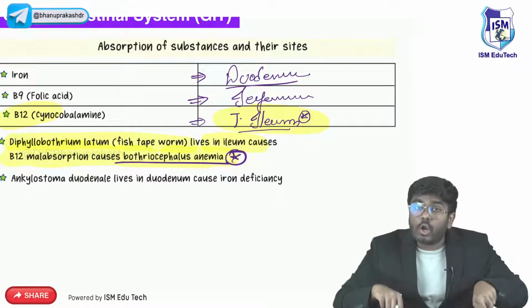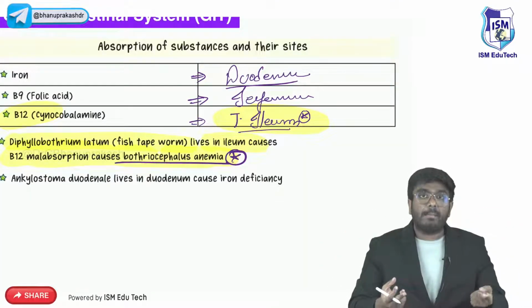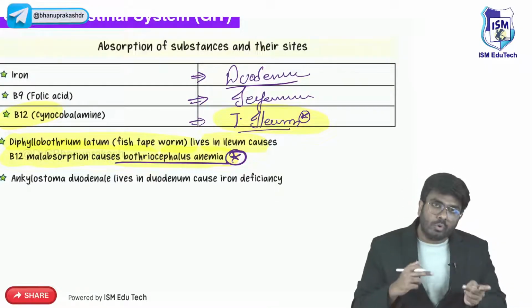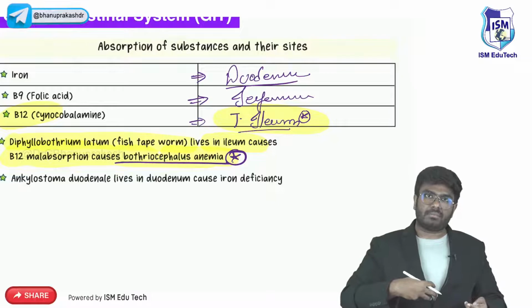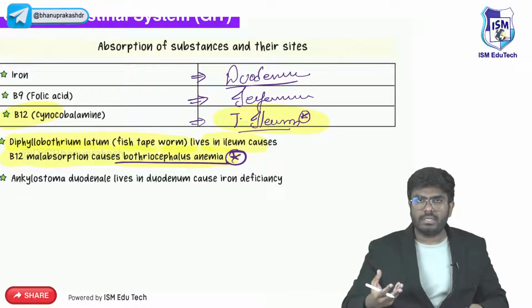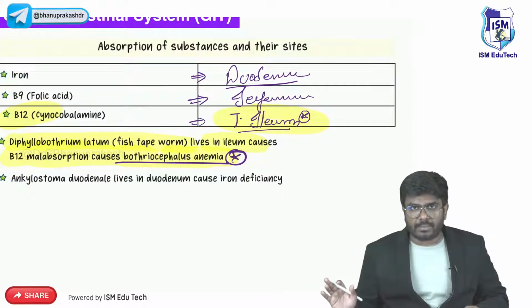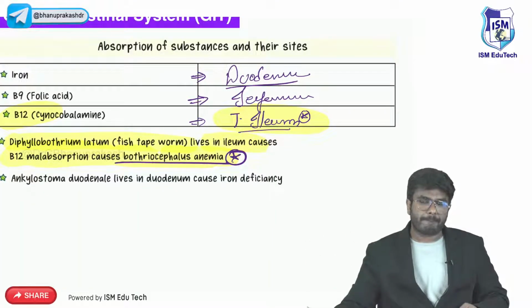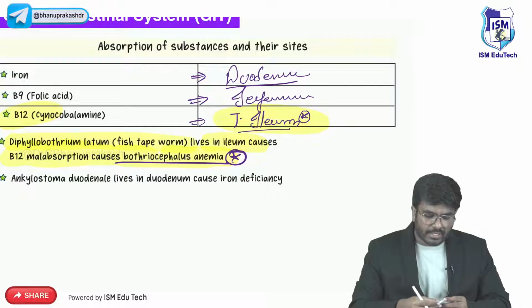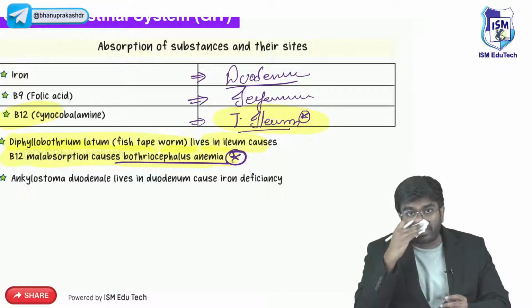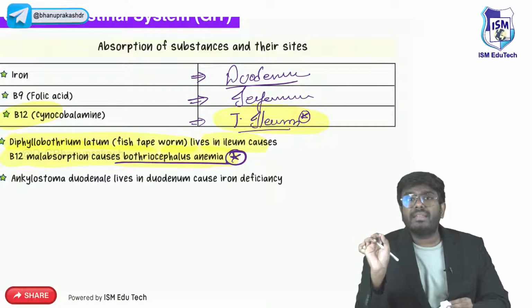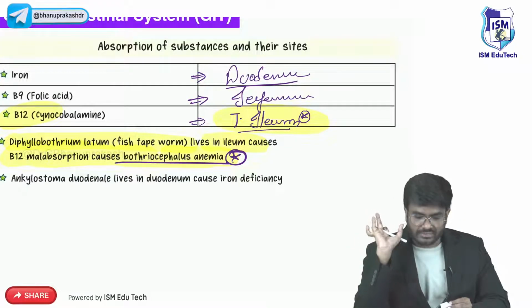So this megaloblastic anemia, because of B12 deficiency, seen due to a parasitic infection like fish tapeworm infection, is called Botriocephalus anemia. Diphyllobothrium latum, right? So that's Botriocephalus anemia. Now tell me, Botriocephalus anemia is due to deficiency of vitamin B12. Where is the problem? In the terminal ileum. This fish tapeworm is living over there.